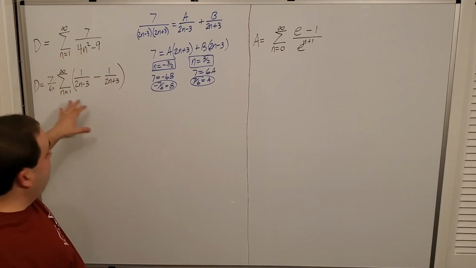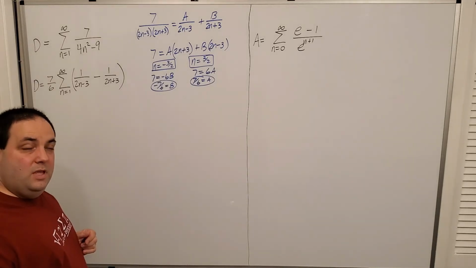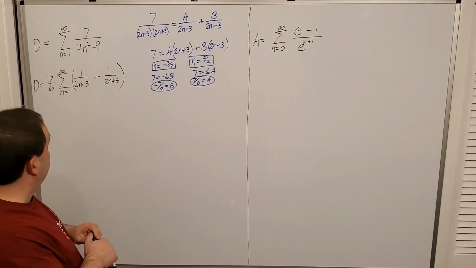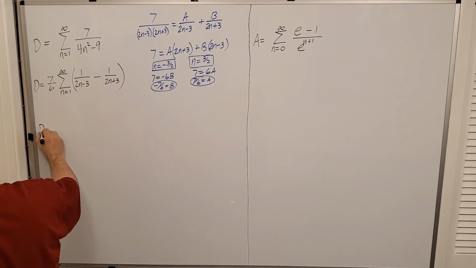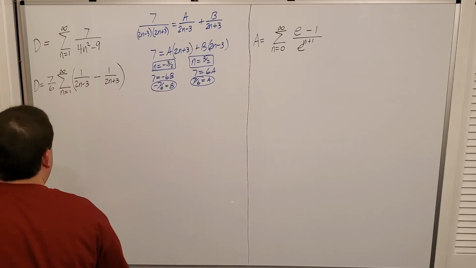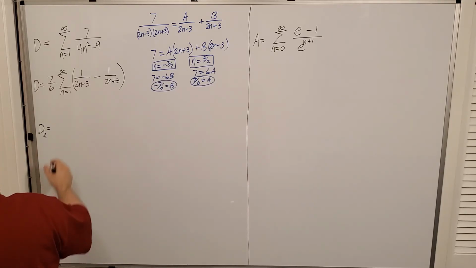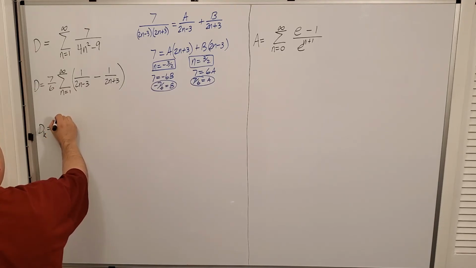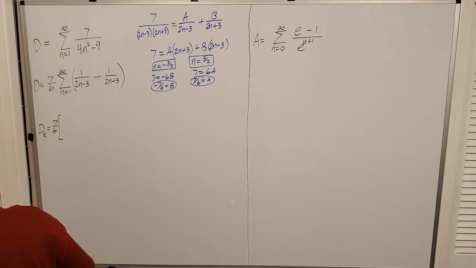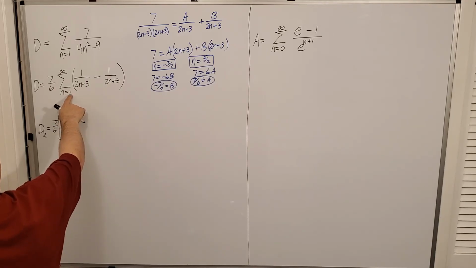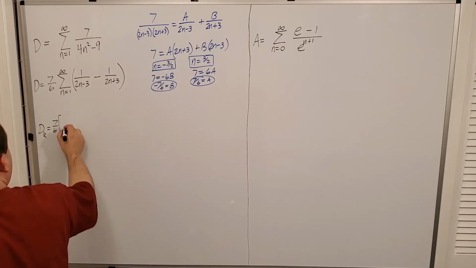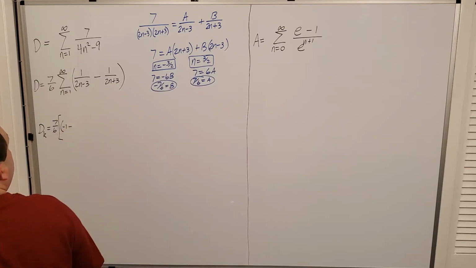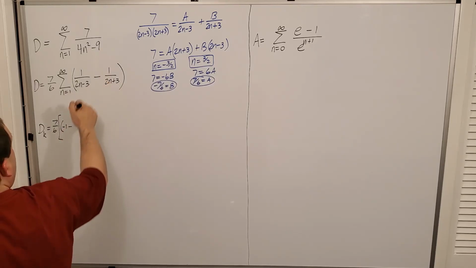Okay, so now it looks like a telescoping structure. Let's set up the generic term, d sub k this time, the generic partial sum. d sub k is going to be equal to, okay, I'm going to have my 7 over 6 times the whole thing. And then I'm going to start with n equals 1. That's going to give me 1 over 2 minus 3. So 1 over negative 1 is negative 1. Minus, n is 1, so this will be 1/5.